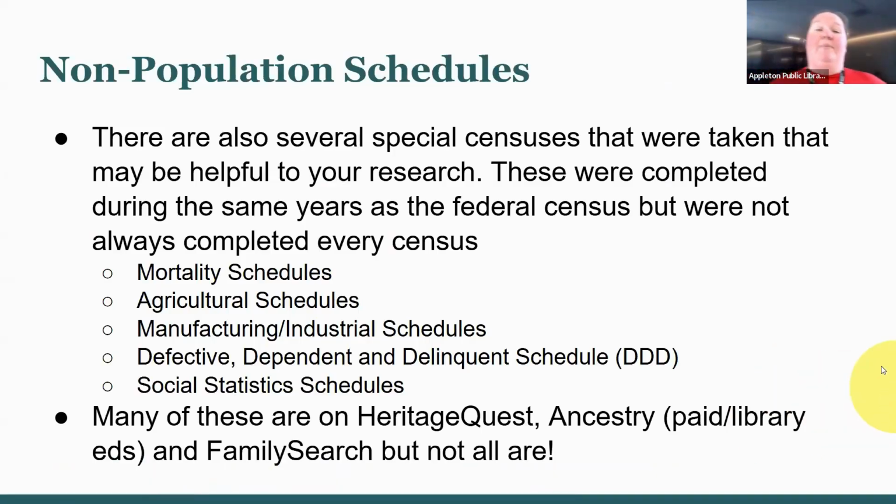Now we're going to dive into the non-population schedules. So these are special censuses that were taken that might be also helpful to you. They were completed during the same years as the federal census, but not always completed with every census. So some of the ones we're going to talk about are mortality schedules, agricultural schedules, the manufacturing and industrial schedules, the DDD or the defective, dependent and delinquent schedule, social statistics schedules.